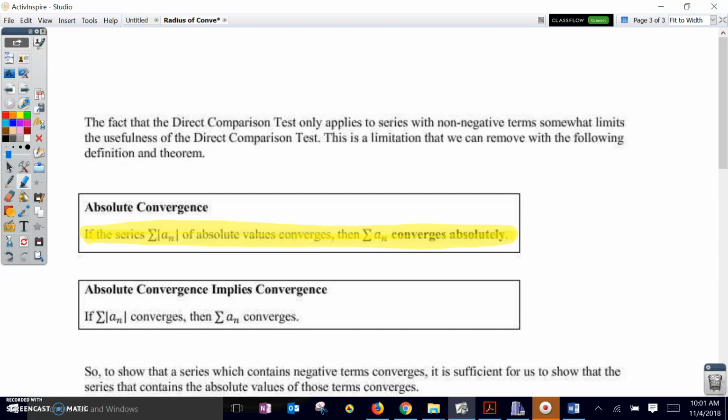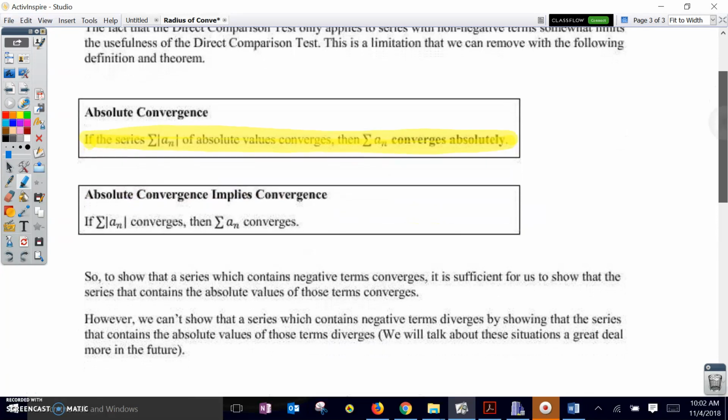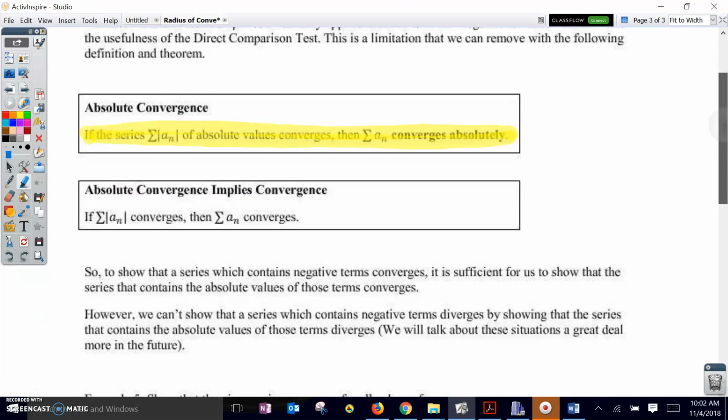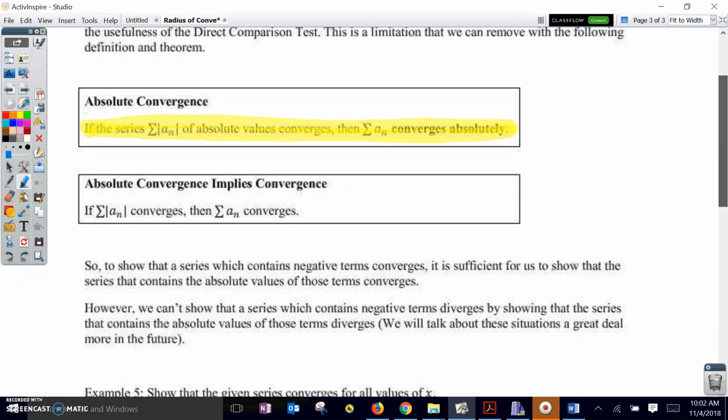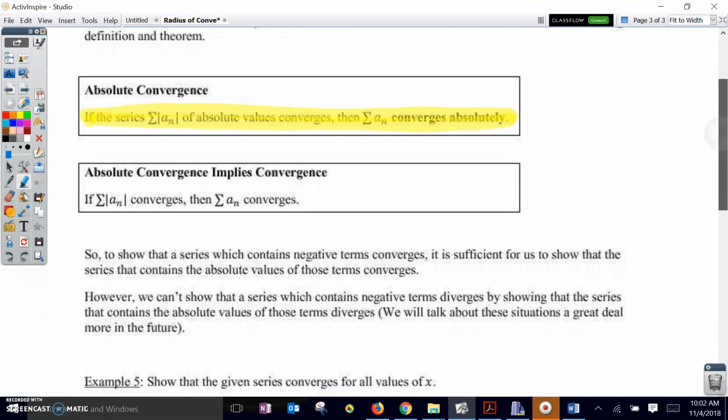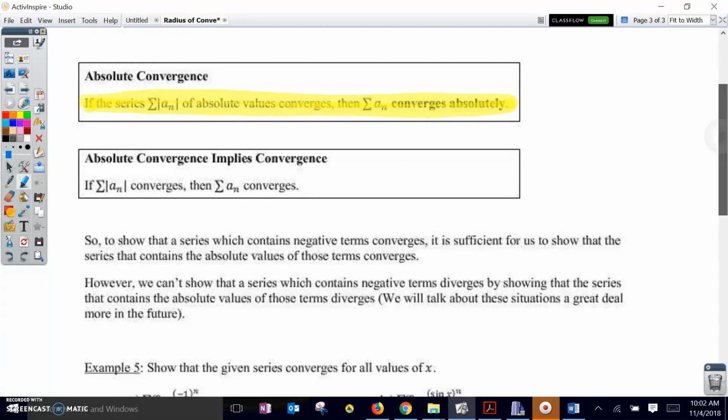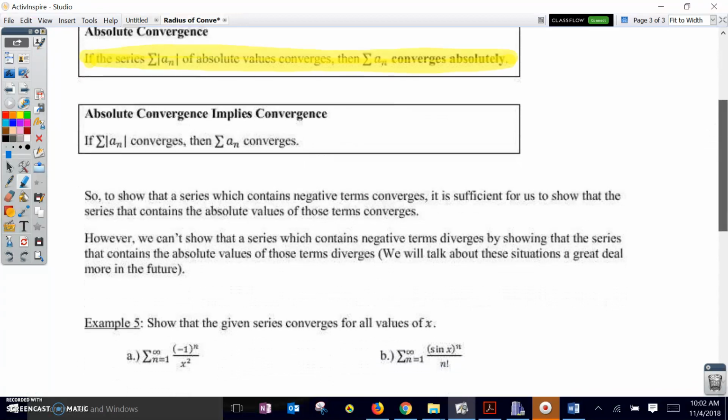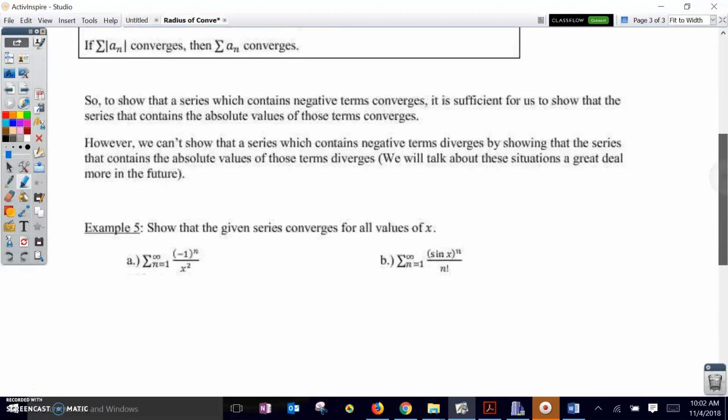So if we have a series with negative terms, in order to show that it converges, we can show that its absolute value converges. Of course, there are limitations to this. If we show that the absolute value of a series with negative terms diverges, that doesn't necessarily mean that the series diverges. But we'll get to that much more later on in the future.